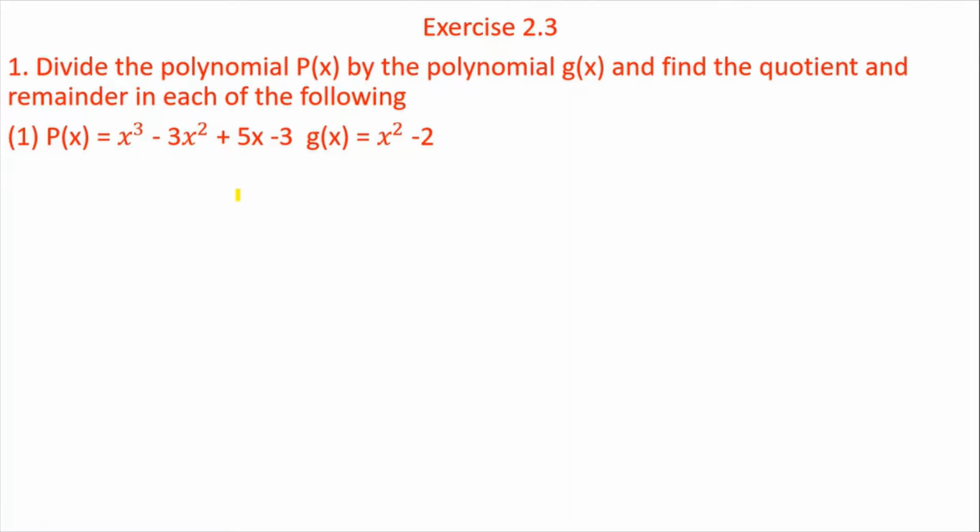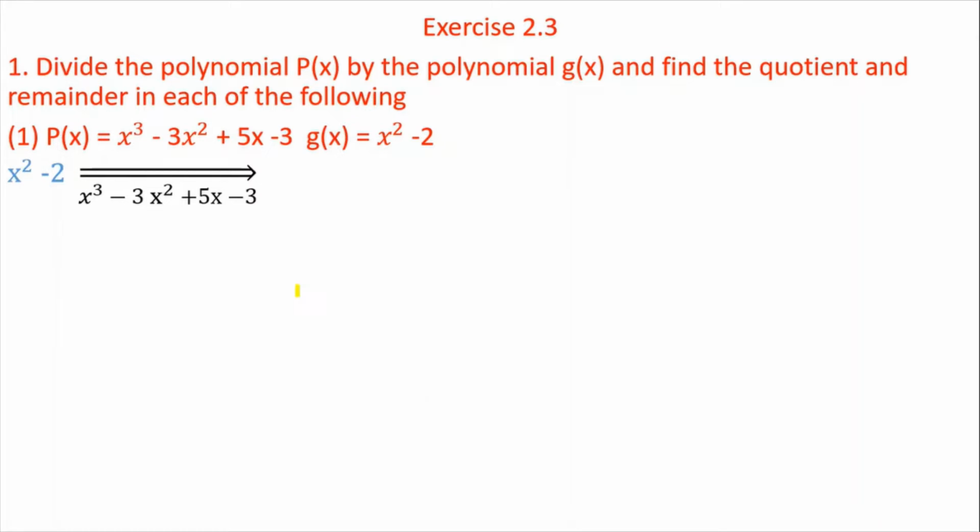Before starting the division process, we always take the divisor on the left side, the dividend in the middle, and the quotient on the right side. So I am taking x square minus 2 as the divisor and x cube minus 3x square plus 5x minus 3 as the dividend, and we have to find the quotient and remainder after doing the division process.